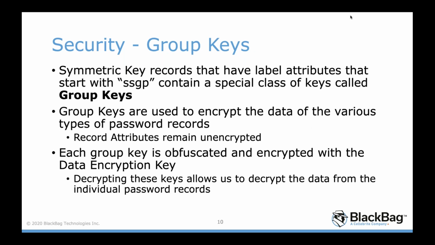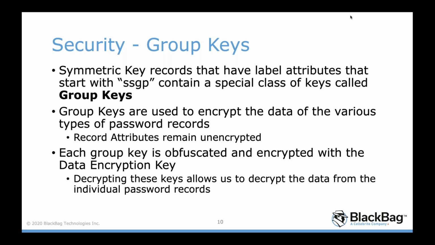There's an additional set of keys stored in the symmetric key records called group keys, right? So if you query the record database for symmetric keys, and you look for symmetric keys that have label attributes that start with the string SSGP, these are special classes of symmetric keys called group keys. These group keys are actually the keys that are used to encrypt the data of the various password records themselves. Again, just the data. The record attributes remain completely unencrypted.